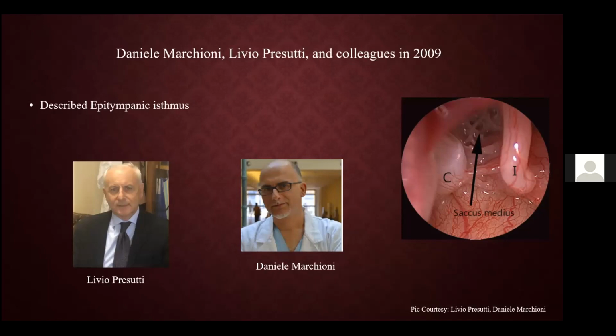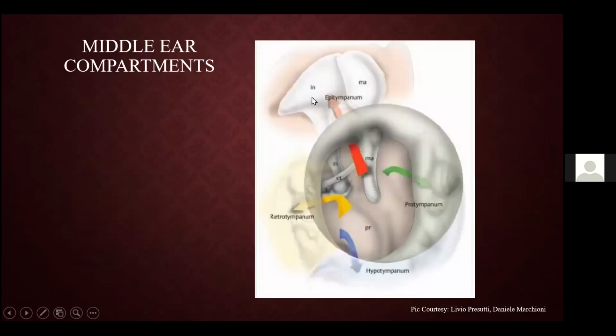So let's start with the compartments of the middle ear. We know there are 5 middle ear compartments, and the major, central, biggest compartment is the mesotympanum. It is continued posteriorly to the retrotympanum, anteriorly to the protympanum, inferiorly to the hypotympanum, and the superior limit is actually a barrier, the epitympanic diaphragm, between the epitympanum and the mesotympanum.